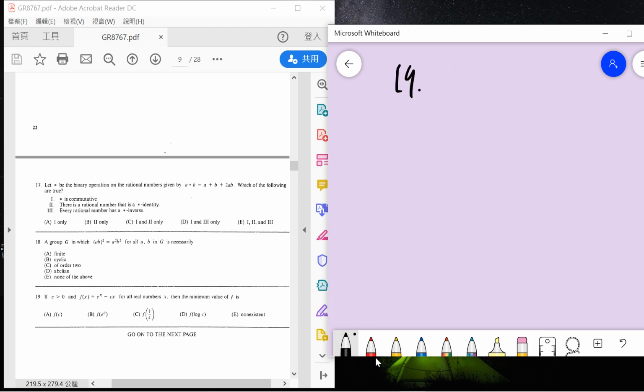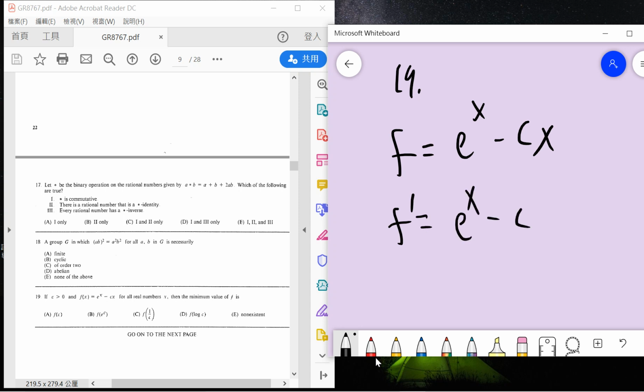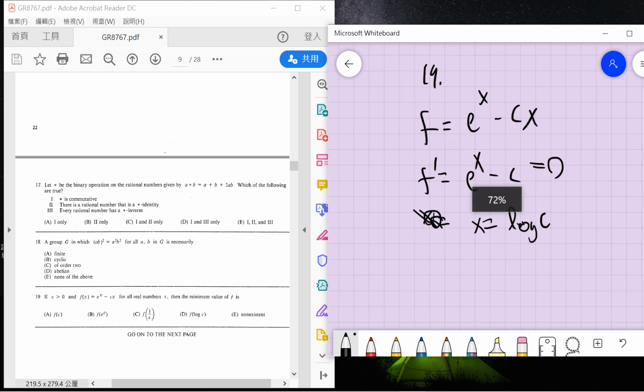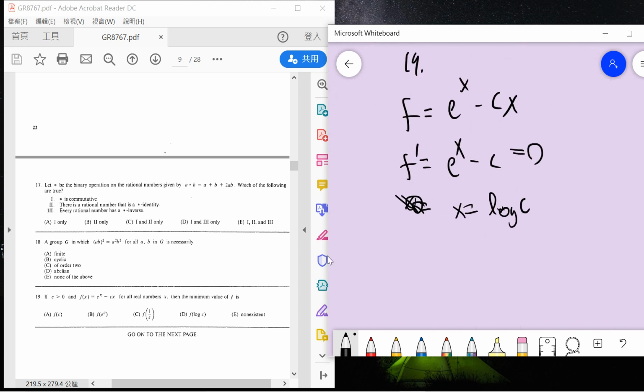Okay, 19. A function of x defined as e to the x minus cx. So we take a derivative and ask about the minimum. Basically, you just set it to 0. So your x is just log c. So the answer should be D.